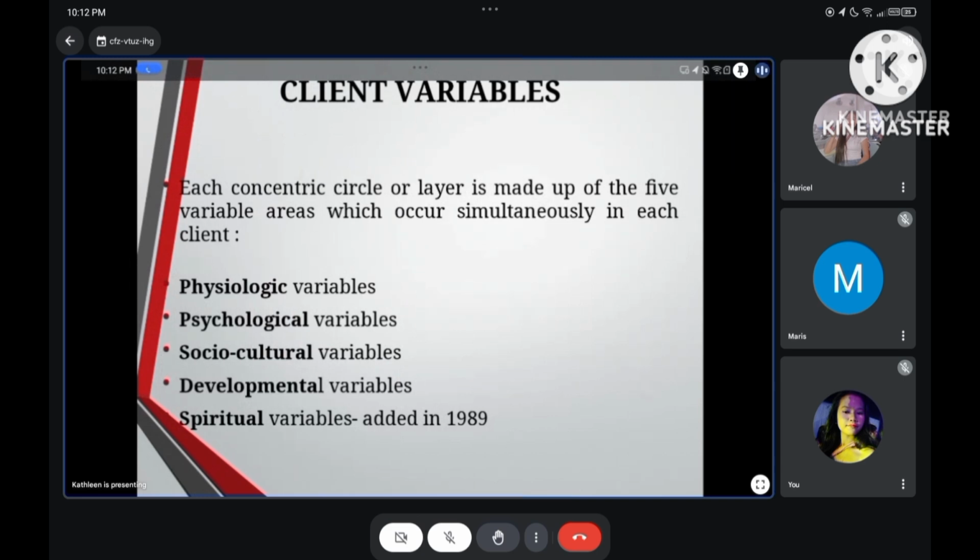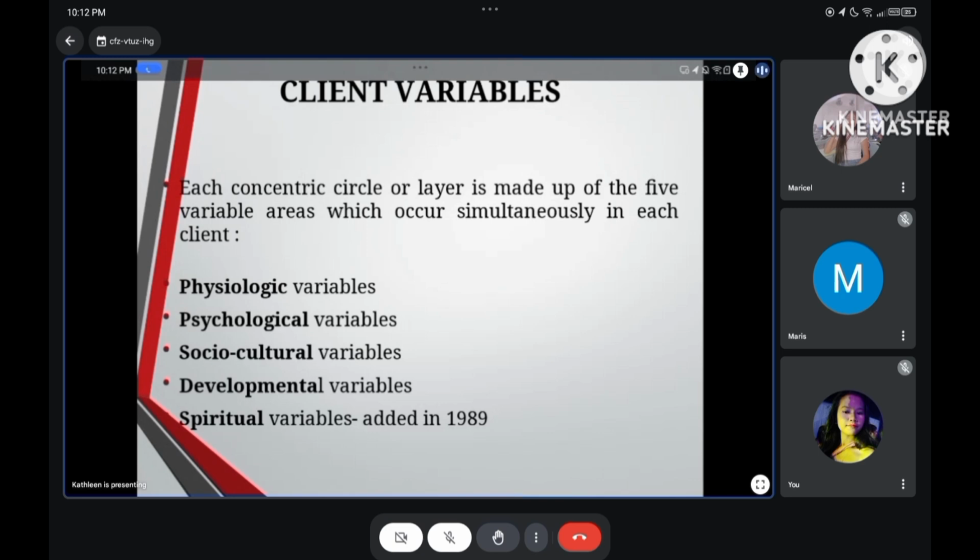The first one is physiological variables. The second one is psychological variables. The third one is the socio-cultural variables. And the fourth one is developmental variables. And the last one is spiritual variables, added in 1989. Here are examples of each.